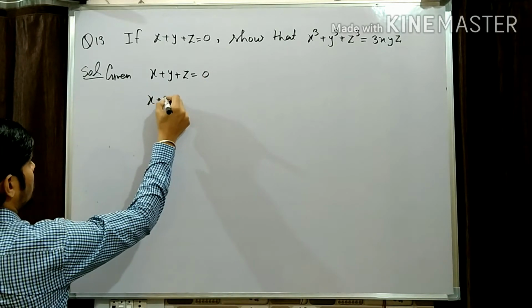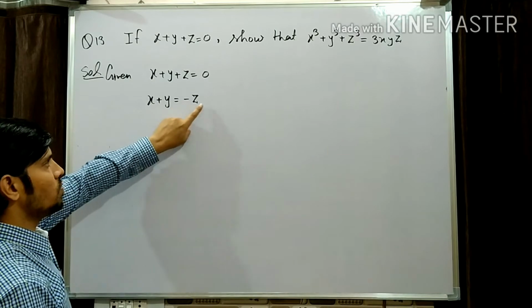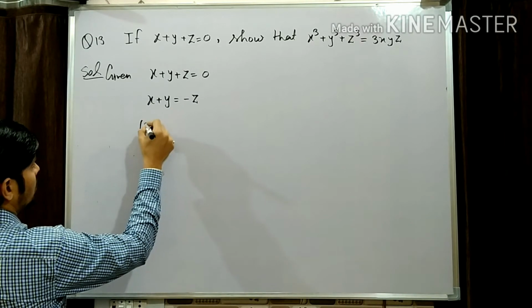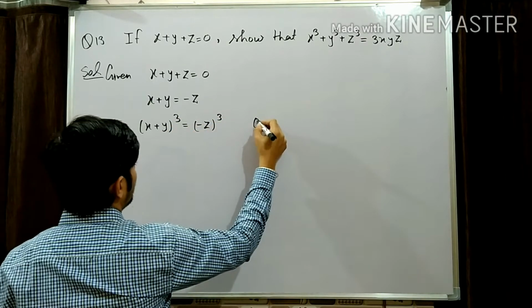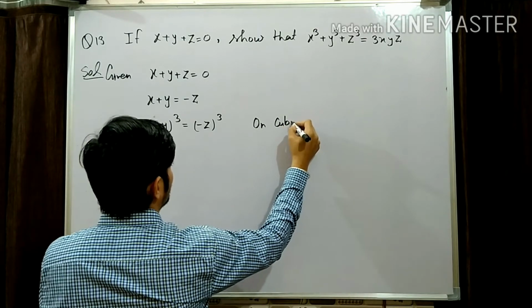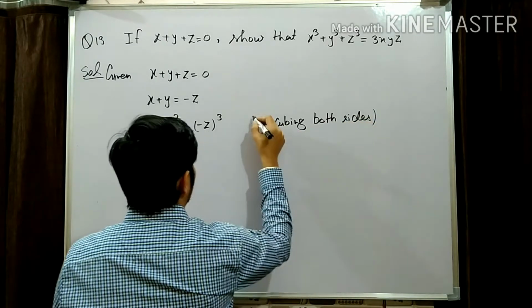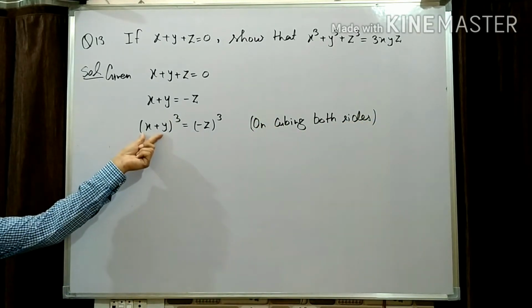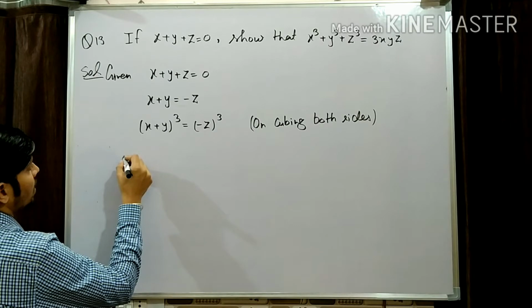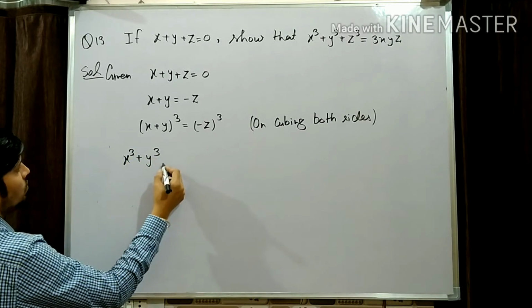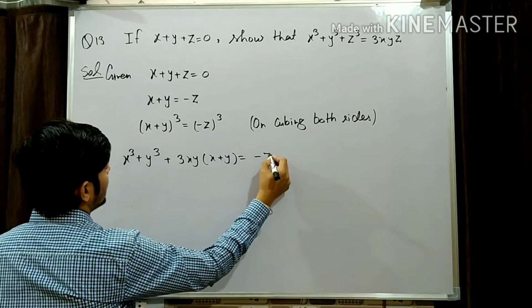Then what happens? On transposing z, this is minus z here. So x plus y is equal to minus z. On cubing both sides, we will see what happens. We will write here, on cubing both sides. We know this identity: a plus b whole cube, here x plus y whole cube. We know the identity. How we can use this is a cube. It means x cube plus y cube plus 3xy into x plus y is equal to minus z cube.